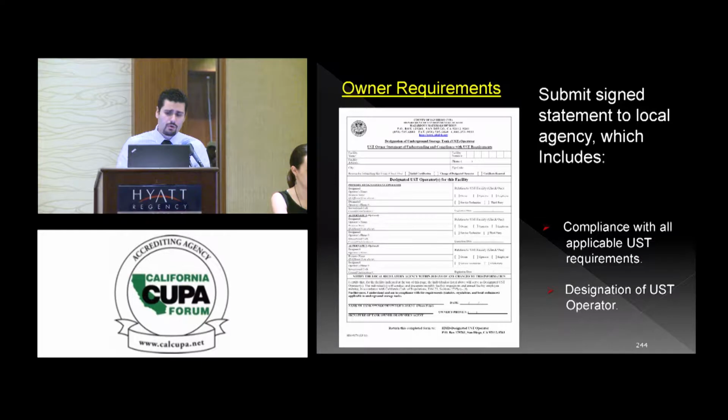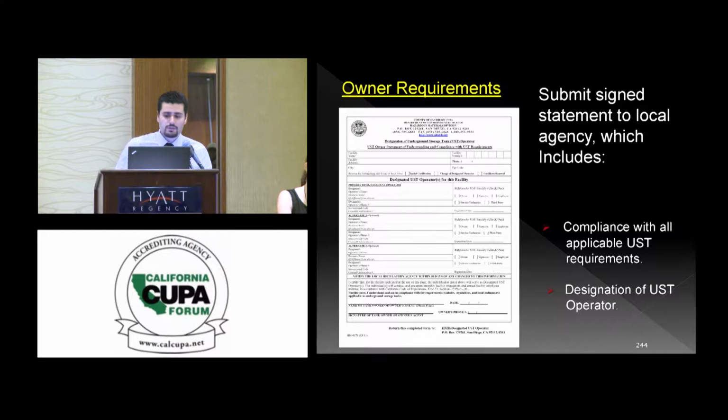When we talk about owner requirements, we're talking about them submitting a signed statement to the local agency, which includes some important information. The main stuff is that they put down the facility name, the address, and who the designated operator is going to be. Any alternatives if necessary, and then sign the document. Again, this ensures that they are aware and in compliance with all the applicable UST requirements. And again, it tells us who the UST operator will be for that site. So essentially, the owner is going to notify the local agency of the DO for each facility.